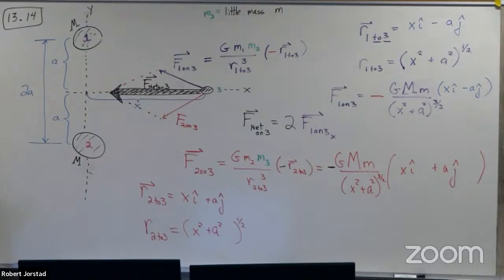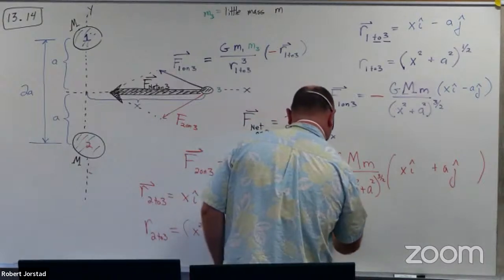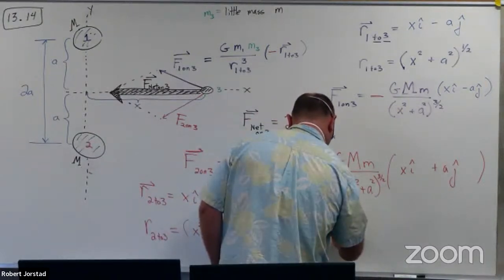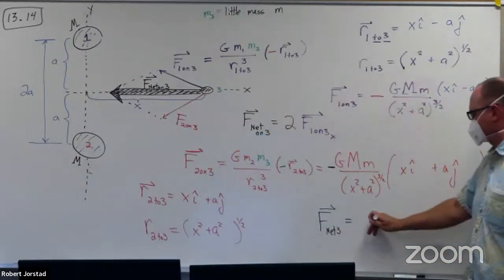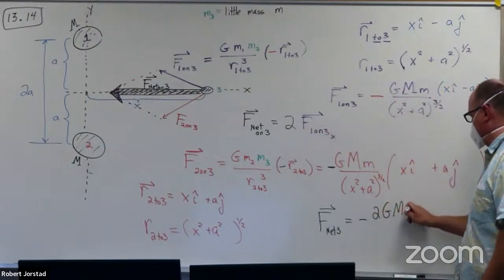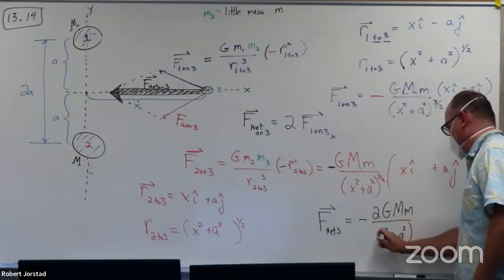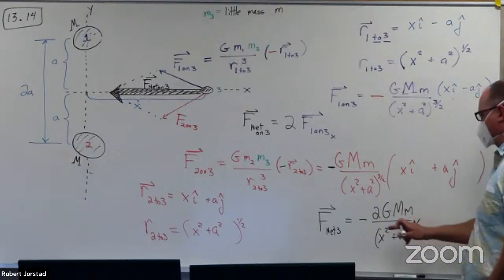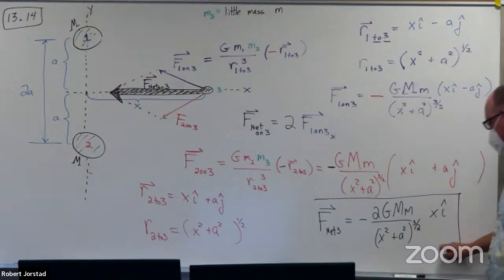By symmetry is that. Now just so we have this all on one board, I'm going to write up the final answer. Give me a sec. I'll get out of the way, I promise. I'm just going to use this one. It's negative 2 GMM over x squared plus a squared to the 3/2. And then I got to remember it's a vector. So I got to use that I hat times x in the I hat. By using symmetry, we simplify the amount of math to do.